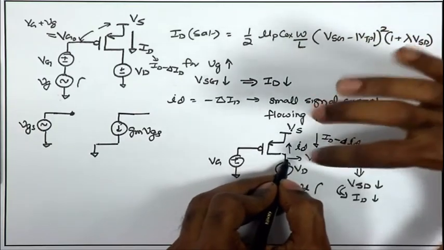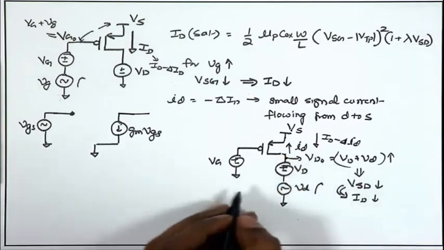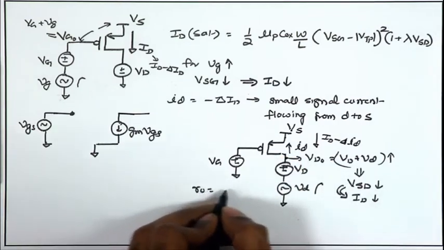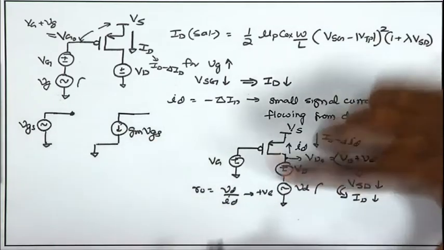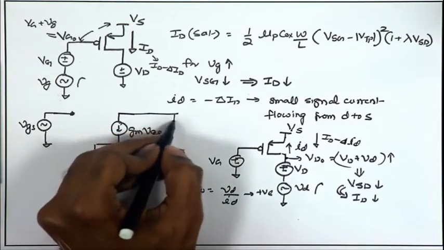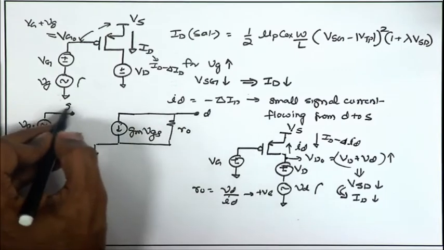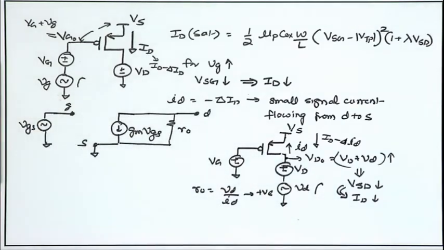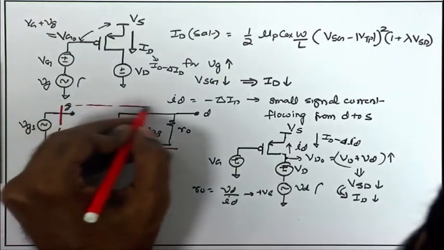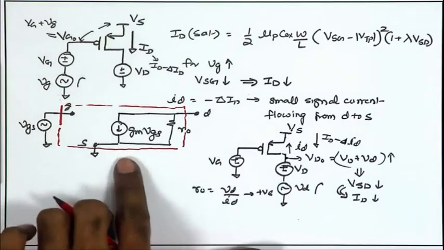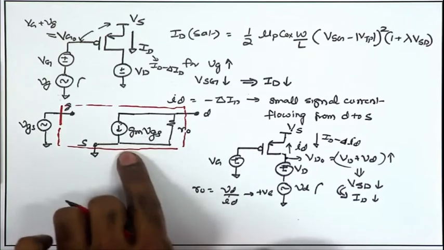So, if I define the small Id as the change in current flowing from drain to source, that becomes a positive quantity once again. The small signal Ro, which is Vd upon Id, is still a positive quantity appearing between drain and source. So, this is the drain, the gate and the source terminal. Effectively, what we need to convey is that the low frequency small signal model does not change. We can use the same small signal model for PMOS as well as NMOS.